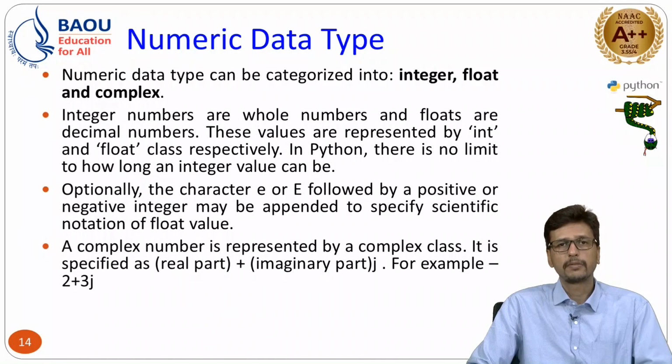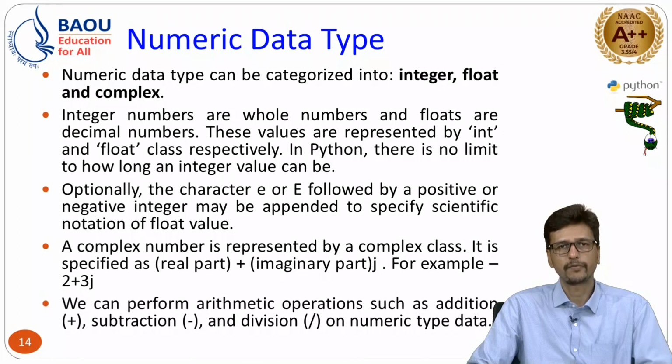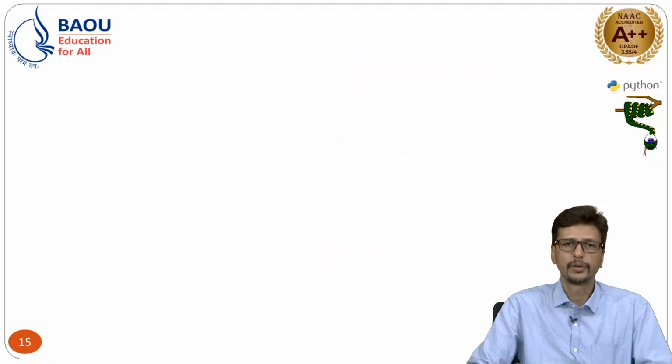Then we discussed the complex data type, where you can mention the real part as well as the imaginary part. For example, 2 plus 3j, where 2 is the real part and 3j is the imaginary part. In that case, if you use the inbuilt type function, the class type you get is complex.